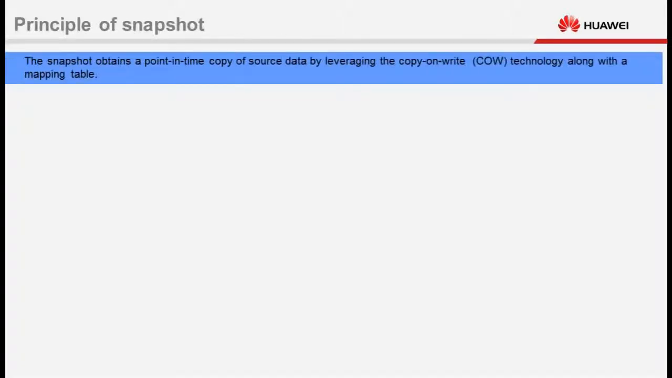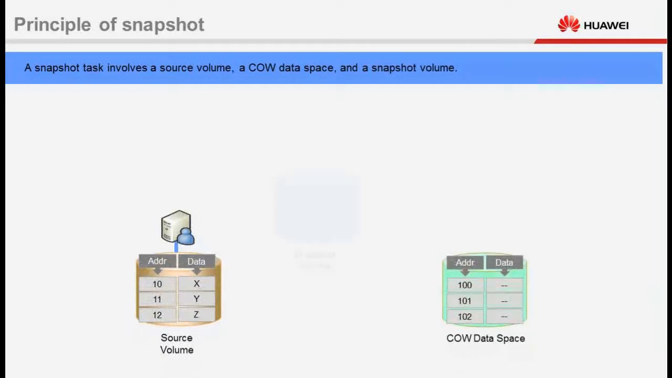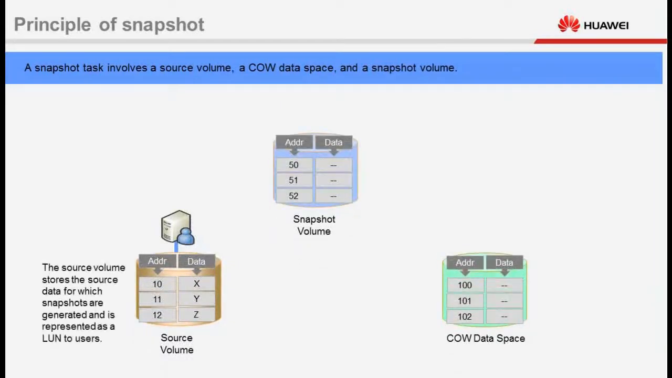The snapshot obtains a point-in-time copy of source data by leveraging the copy-on-write, or COW, technology, along with a mapping table. A snapshot task involves a source volume, a COW data space, and a snapshot volume. The source volume stores the source data for which snapshots are generated and is represented as a LUN to users.